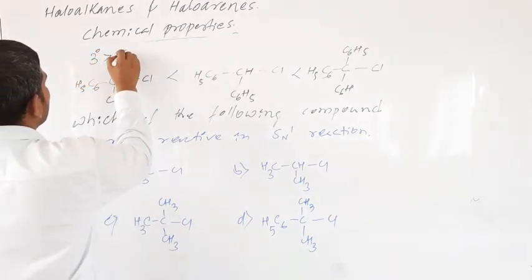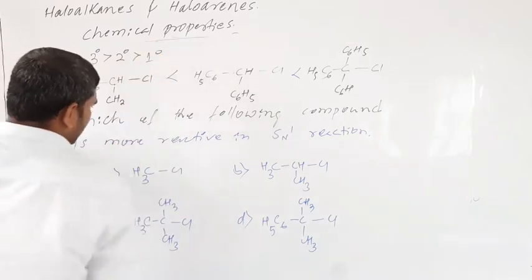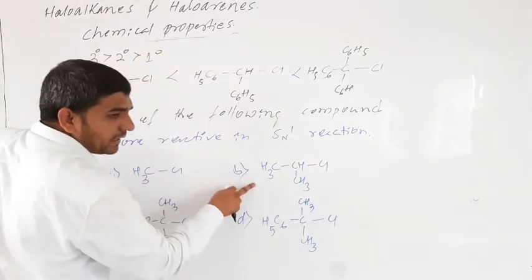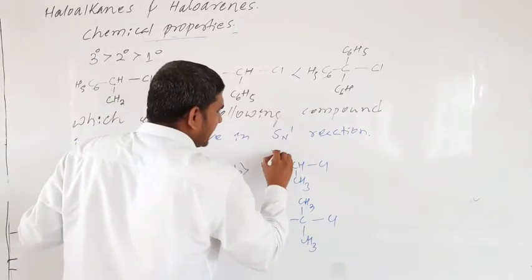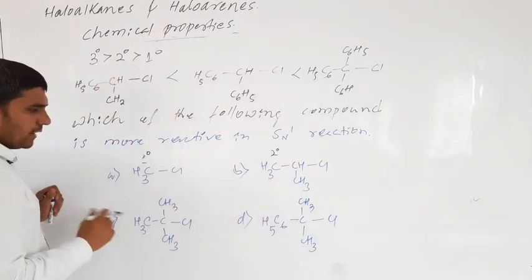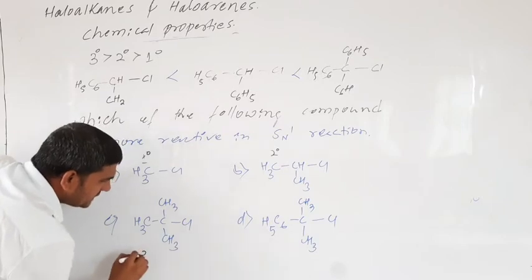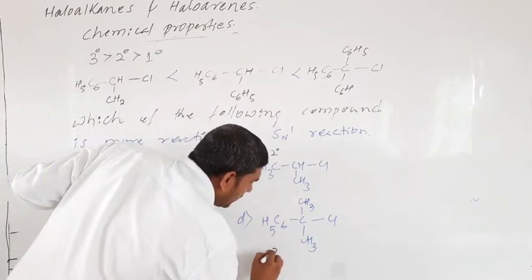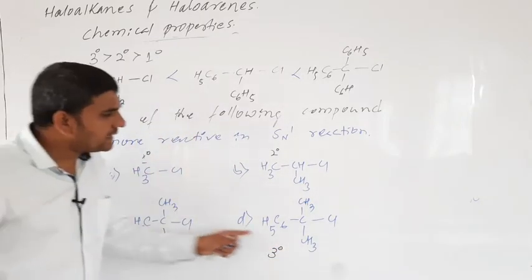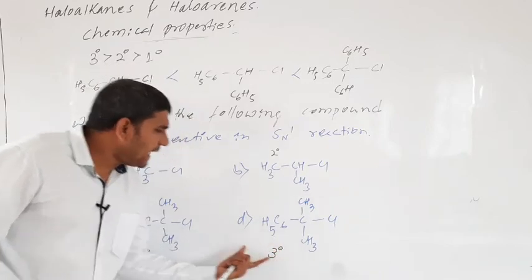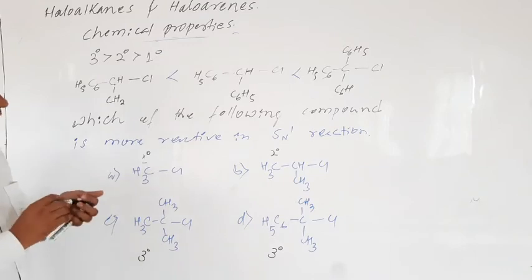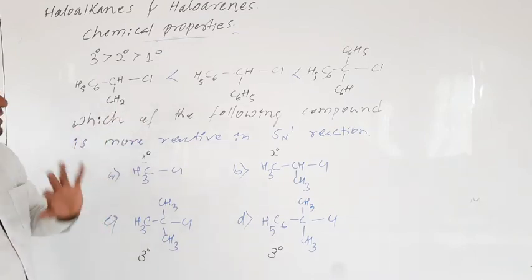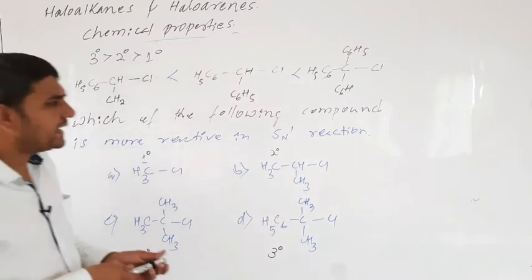Tertiary is more reactive than secondary, which is more reactive than primary. Then 1 and 2 cannot be the right answer because this is primary and this one is secondary. Understood? Now these two are what? This is also tertiary and this one is also tertiary. If both are tertiary, I have to check which one gives a more stable carbocation, because in SN1 the rate of reaction depends on what? Formation of a stable carbocation.